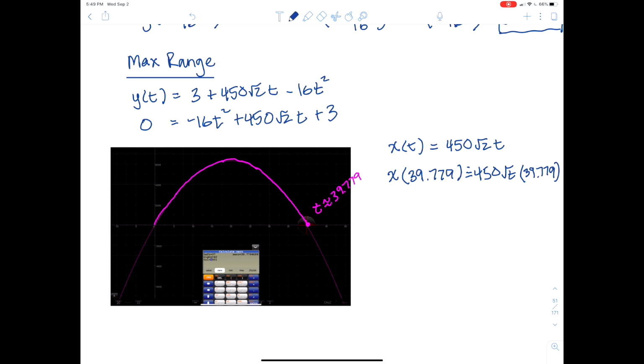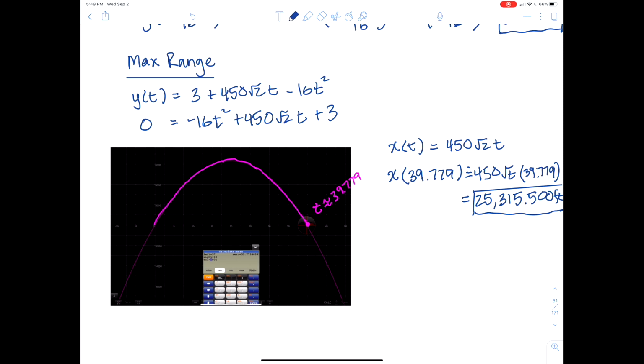So that's going to be about 25,315.500 feet. And that will be the max range of the projectile.